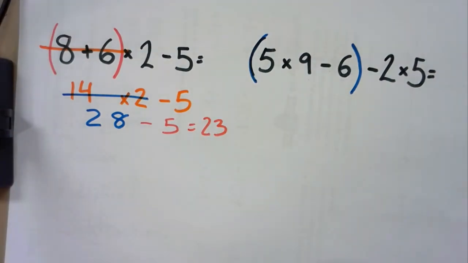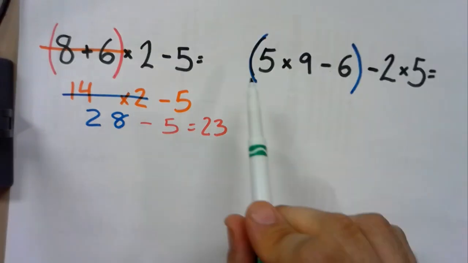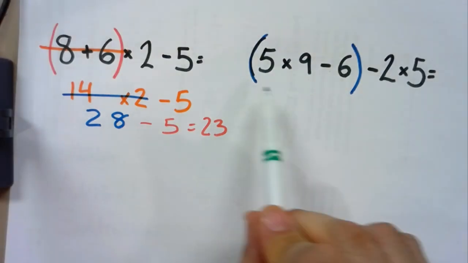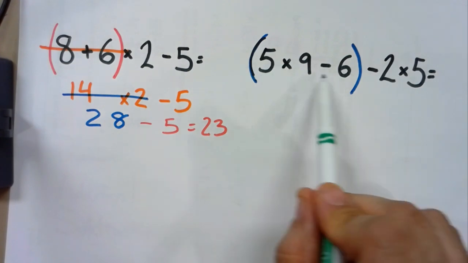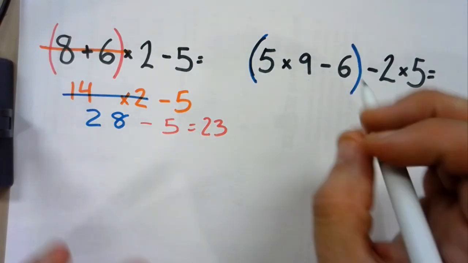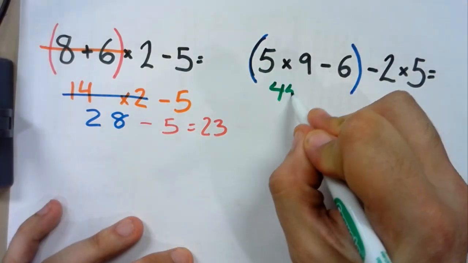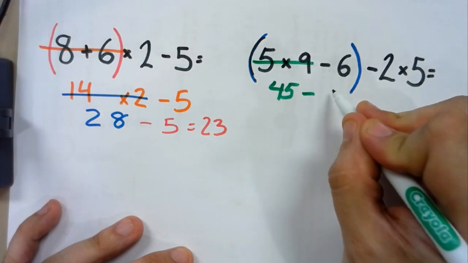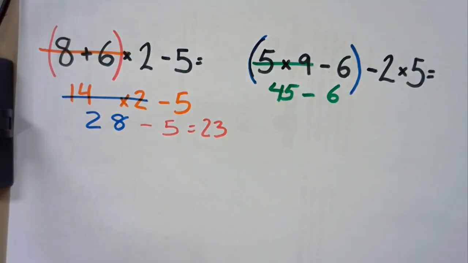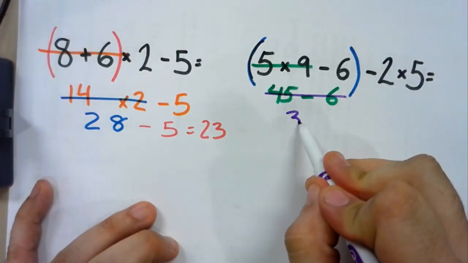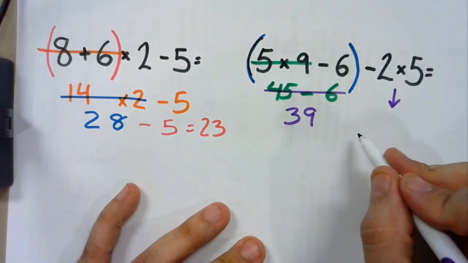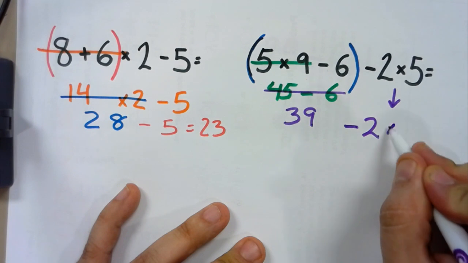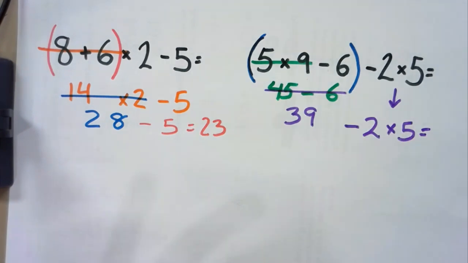And if we look at this problem on the right here, oh boy, we've got a lot in here. Well, I know I have to do all this stuff first, but what do I do first? Well, I have to decide, am I going to do a grouping operation or a counting operation? Grouping comes first. 5 times 9 equals 45. 45 minus 6. Well, I know that 45 minus 6 equals 39. So now I have 39, and I'm going to bring down all my other stuff here. 39 minus 2 times 5.